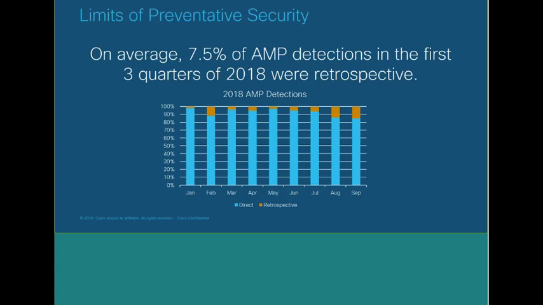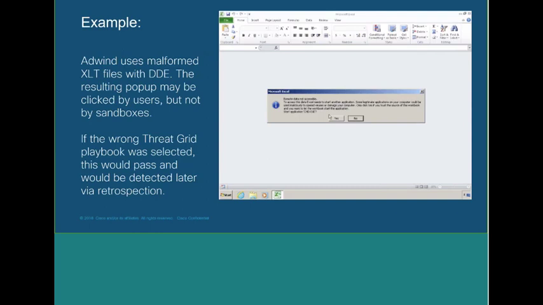So here's an example of why something might get passed through. There's a malware called Adwind that uses malformed Excel template files that have dynamic data exchange enabled. So the resulting pop-up when you have to access a DDE object, this pop-up you see on the screen, the user has to click yes. And of course, users click yes because a user is basically just a meat robot that clicks yes on things, right? So we're going to get people who are infected.